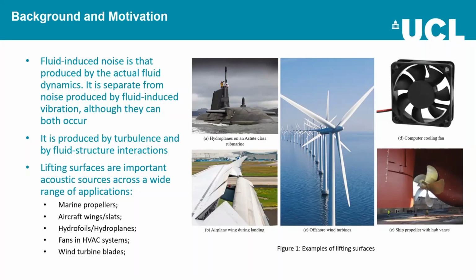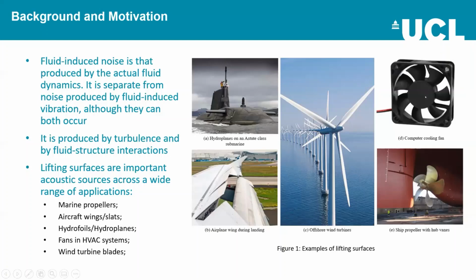And within that, we've got lifting surfaces, which are a very important class of flows for producing noise. I've given some examples of them here. So we've got the hydroplanes on a submarine. We've got aircraft wings. You've got all the flaps and slats here, which all produce quite significant noise, particularly during aircraft landing. We've got offshore wind turbines here, which produce noise. It's considered more of a problem for onshore wind turbines, where they annoy people.